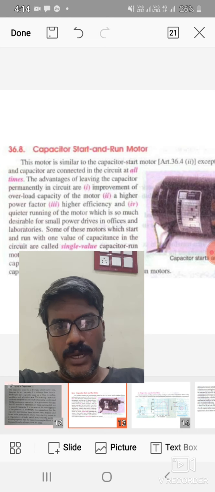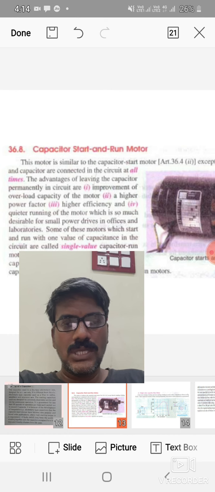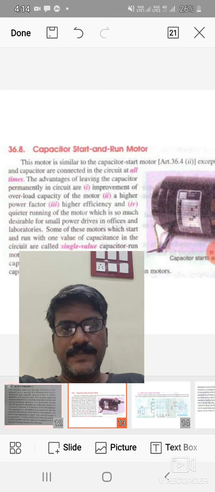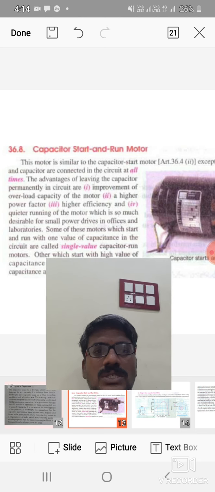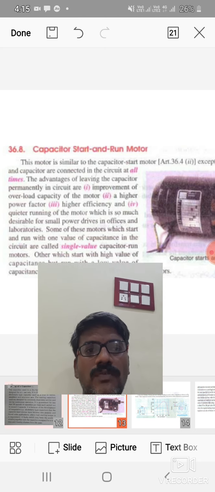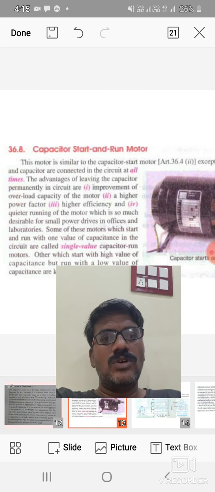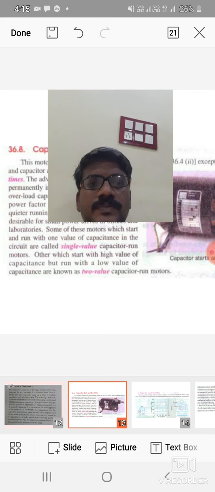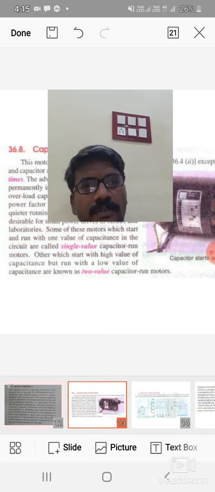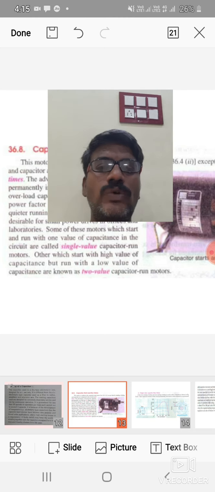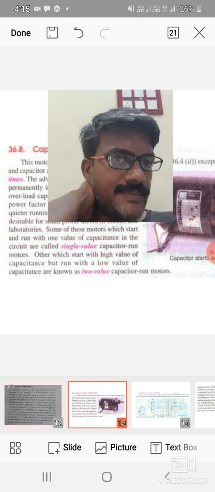Number 4, quieter running operation of the motor, which is more desirable for small power factor devices, drives in offices and laboratories, right? Some of these motors start and run with one value of capacitor, and this circuit is called a single value capacitor run motor. The other, which starts with a high value of capacitance but runs with a low value of capacitance, is known as a two value capacitor run motor, right?